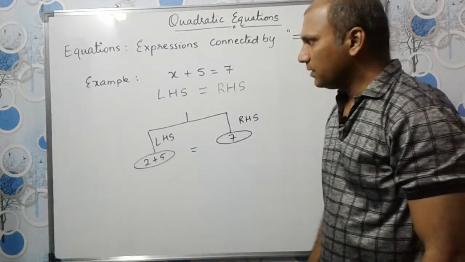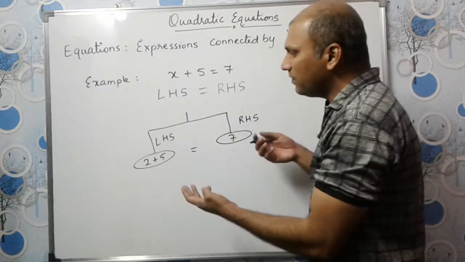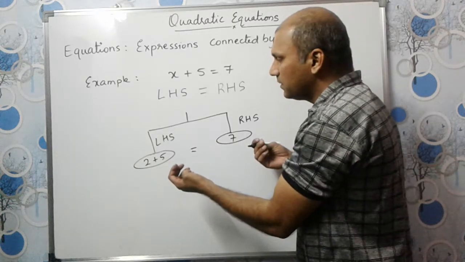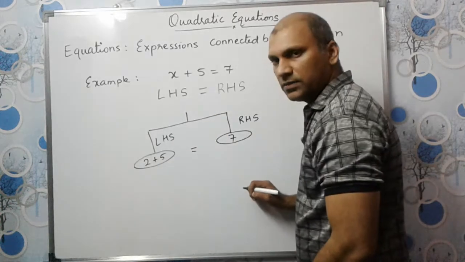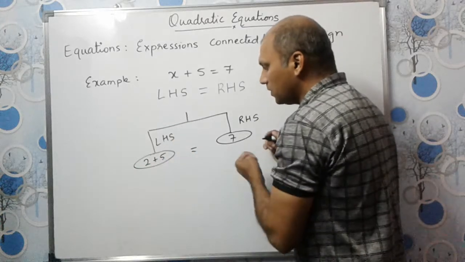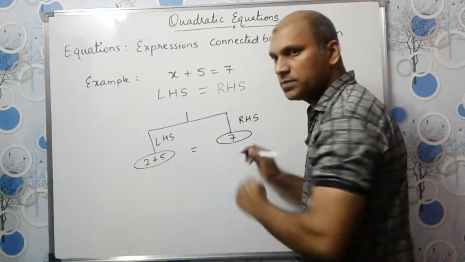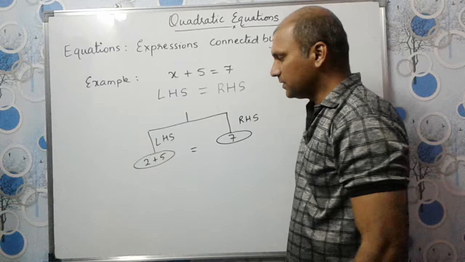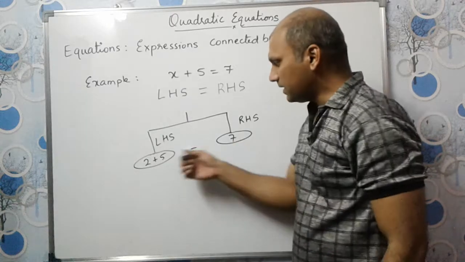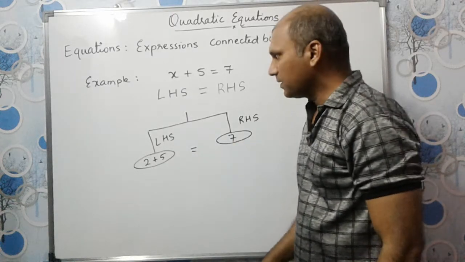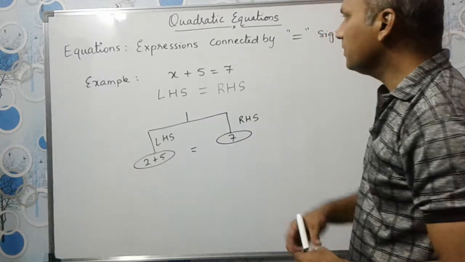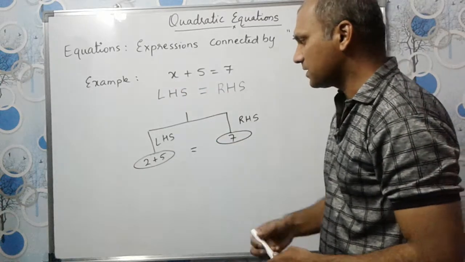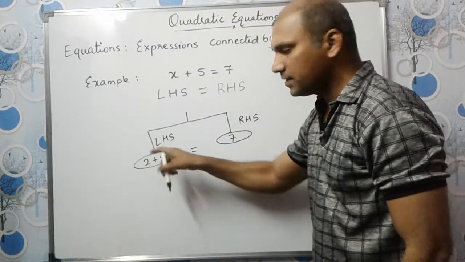Okay, so every time you imagine this, that whenever an equation is given, LHS should be equal to RHS, right? LHS will always be equal to RHS, just like balanced pans. Alright, now how should we find the value of x from this? Okay, x is equal to 2 we got.